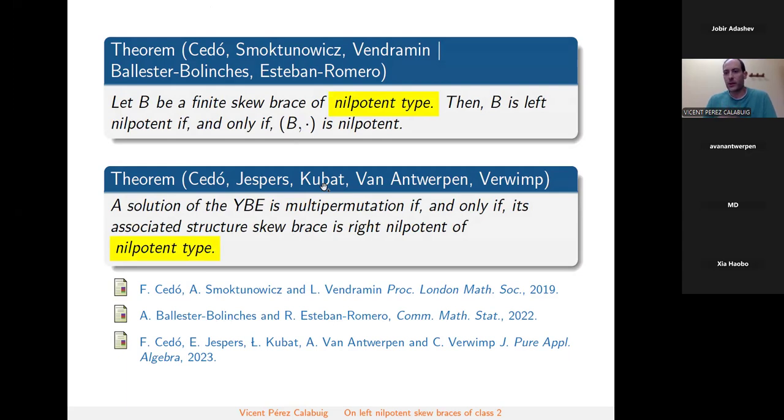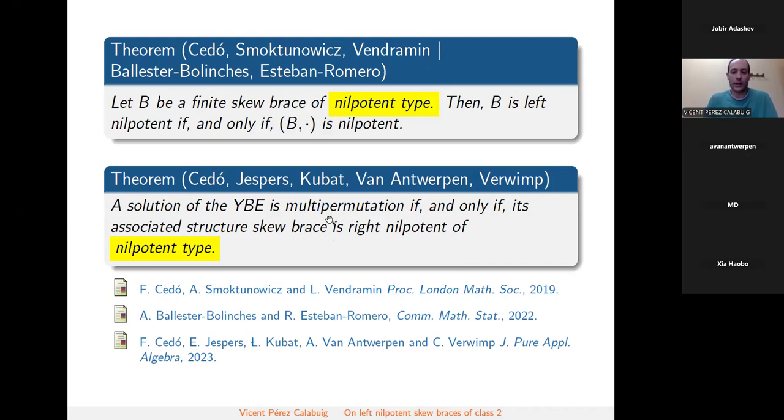And this is because out of the nilpotent type universe, life is very wide. Indeed, one can construct easily counterexamples of these results in the non-nilpotent type case. For instance, for the first result, we take a finite trivial skew brace isomorphic to a simple group. Then, of course, it's left nilpotent because B star B is equal to 0. But the multiplicative group is simple, and therefore it's far from being nilpotent.